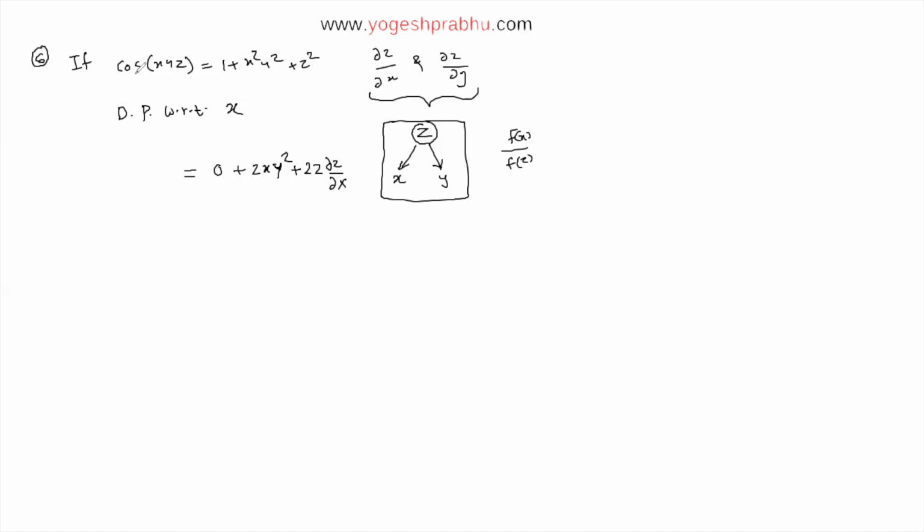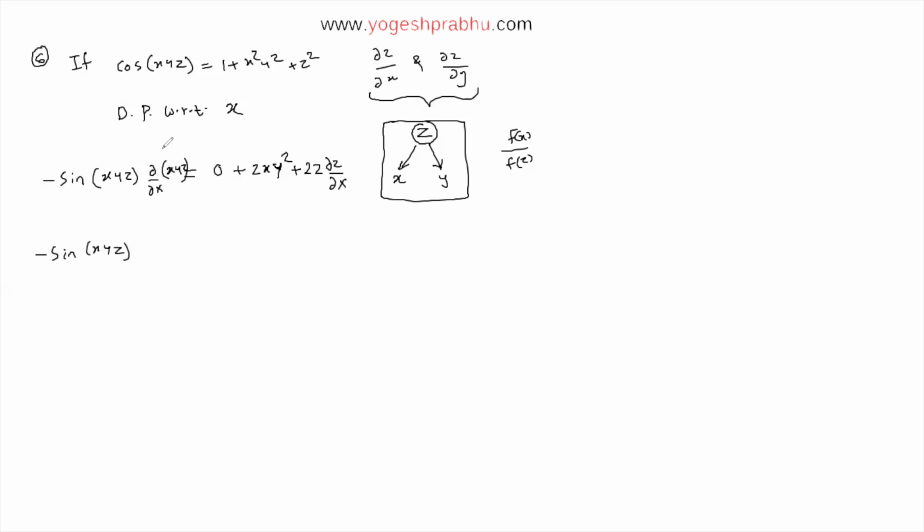It's sine minus sine. Minus sine XYZ as it is. And then del by del X of XYZ, right? This is how the chain rule applies. So it is minus sine XYZ.